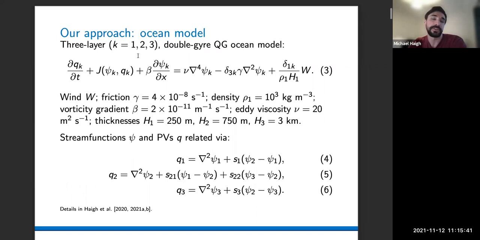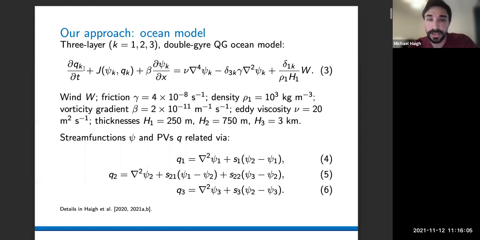So I'm going to first describe the ocean model that we use. For the rest of the talk, I'm going to be showing results that are obtained using a QG quasi-geostrophic ocean model in a 3-layer double gyre regime. I won't dwell on this for too long, but it involves solving a prognostic equation for the potential vorticity anomaly in each of the 3 layers.